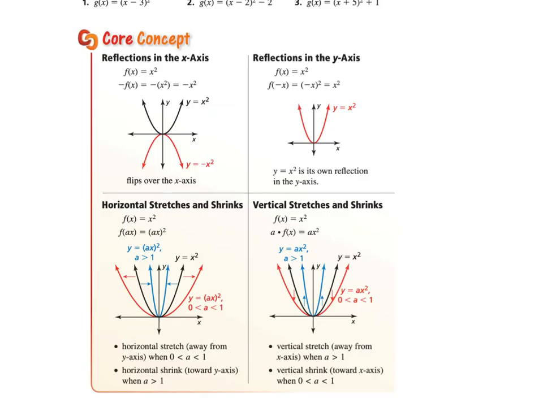Let's take a look at reflections on the x-axis and reflections of the y-axis. So this is just repeating what we've seen before. The reflection in the x-axis flips it straight down. Notice how the negative sign is outside the function. It's outside the x squared part. If you look at reflections in the y-axis, it is inside the function.